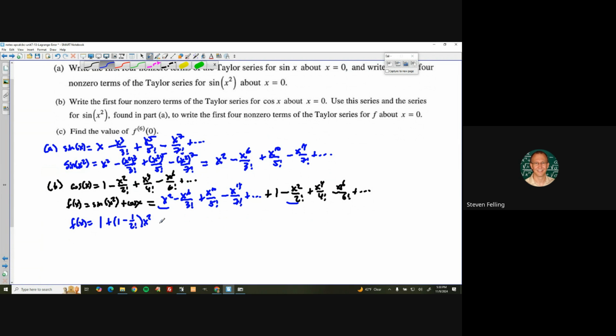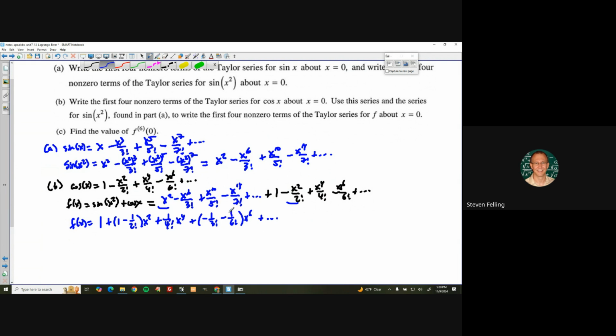Right? Then there is an x to the 4th. That is the next term, and that is 1 over 4 factorial times x to the 4th. And then the next thing is x to the 6th power. There is a negative 1 over 3 factorial and a negative 1 over 6 factorial, x to the 6th term, and then this continues. They said to write the first four non-zero terms, so that's 1, 2, 3, 4. So at this point, I've written those.